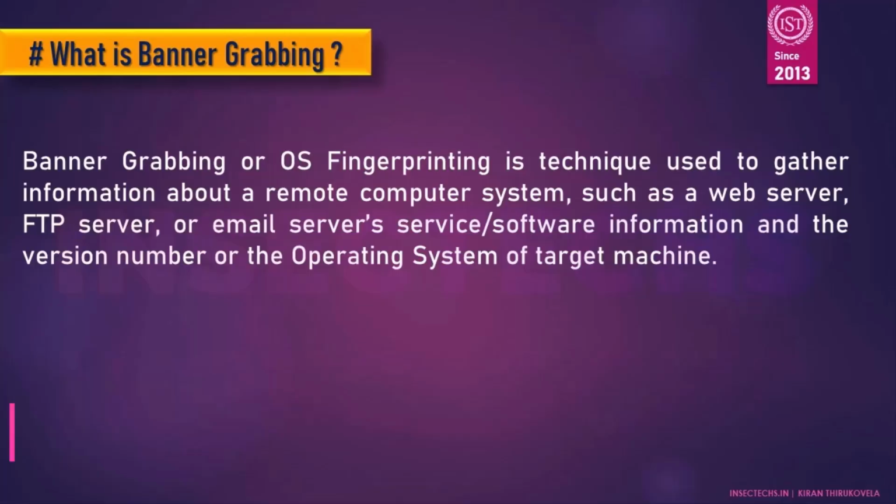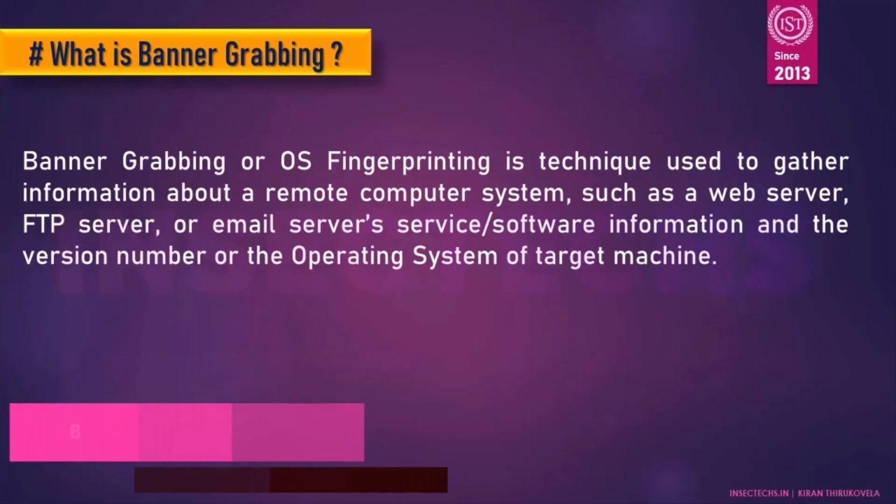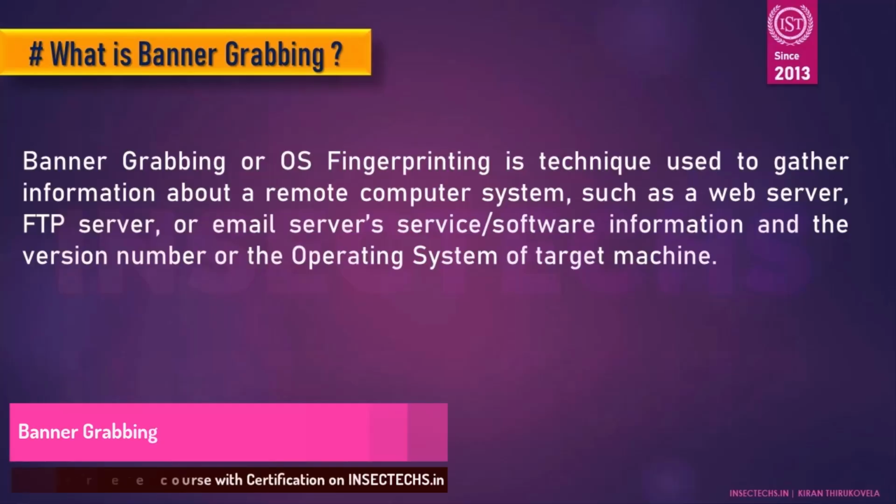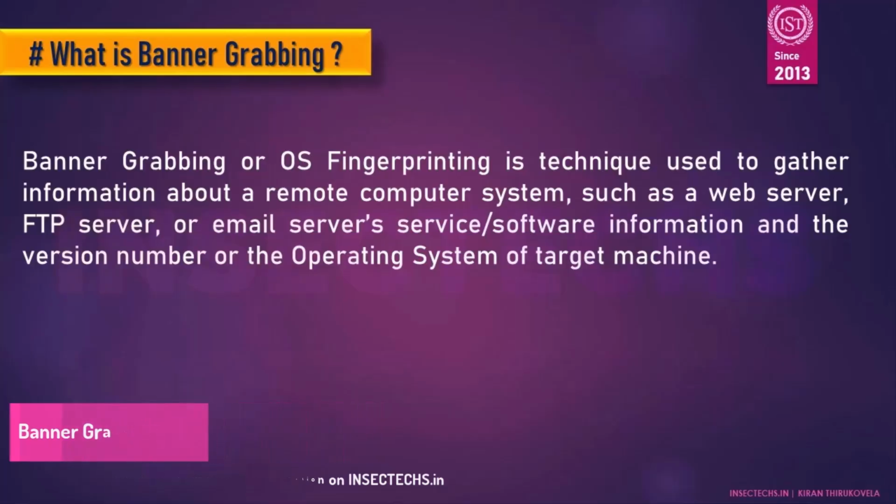Say for example, if I give you a random IP address, 192.168.36.25, and ask you to tell what device it is or what operating system is installed on that device, then 100% you will not be able to guess the operating system installed on that device. In that scenario, you have to use the banner grabbing technique in order to find the operating system installed on that target machine.